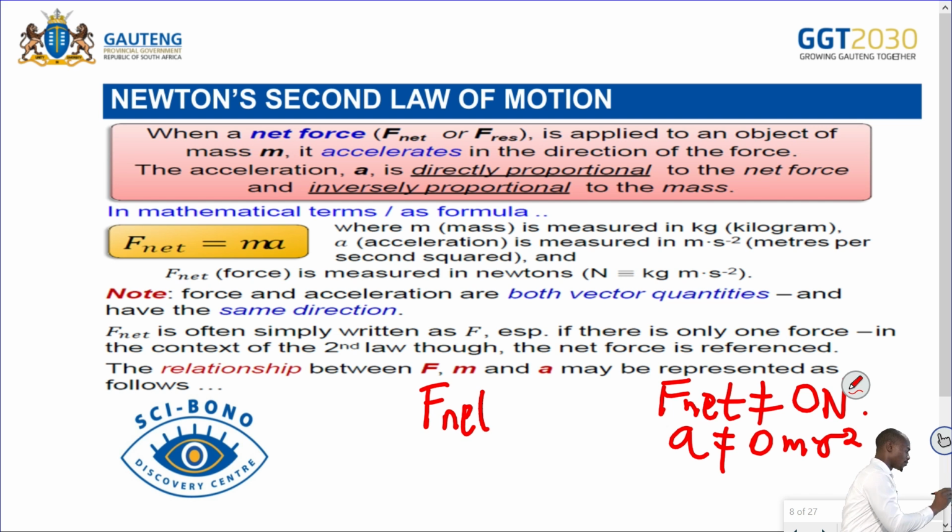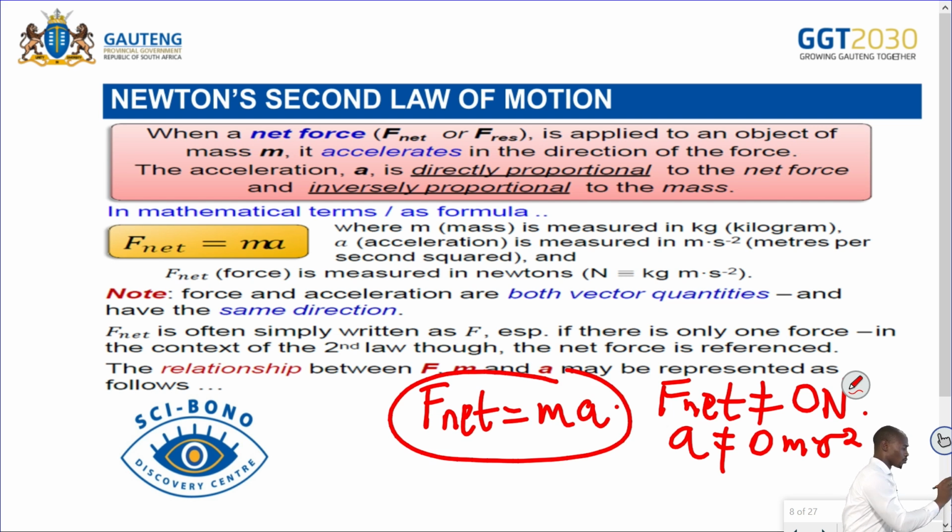So then if F net is unequal to 0, then your F net will be equal to what? ma, right? So that is your Newton's second law, right? It states that when a net force is applied on an object, the object accelerates in the direction of the force, with an acceleration that is directly proportional to the force and inversely proportional to what? To the mass of the object, right?